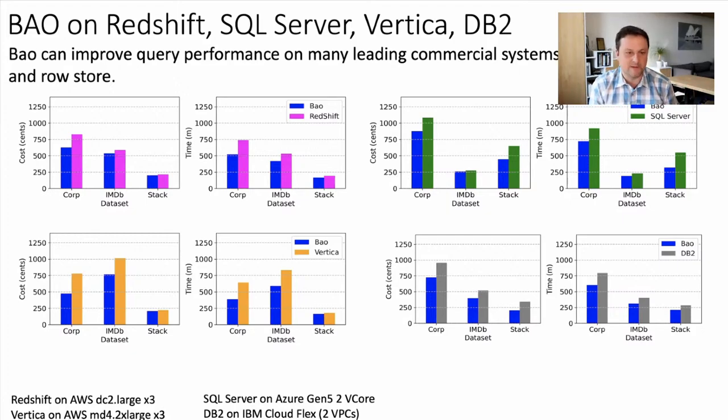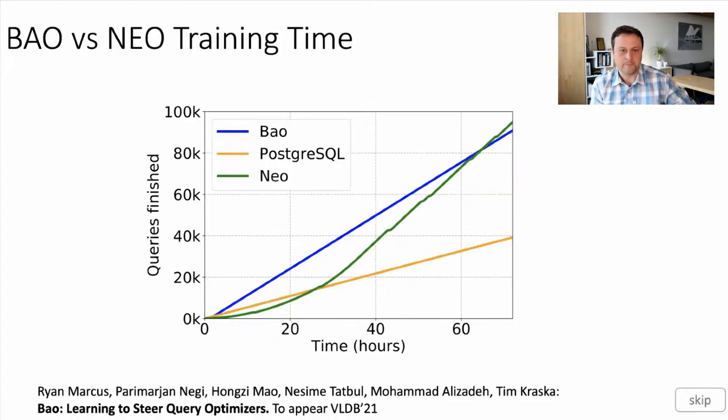For time as well as cost, and the cost here is important, includes the cost for the GPU to run, train the model. So even with the GPU time, we get a positive benefit here. Regarding training time, this is showing the Postgres optimizer on the Postgres database, the Neo optimizer on the Postgres database, as well as BAO. And what you see here is that BAO almost from the beginning outperforms the standard Postgres optimizer, whereas our previous full end-to-end learned-based approach took a very, very long time until it paid off and was better than BAO.